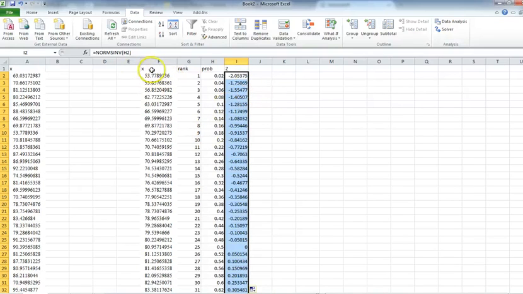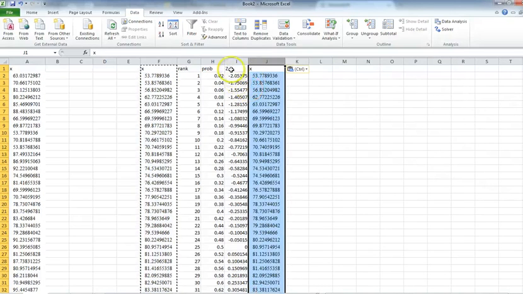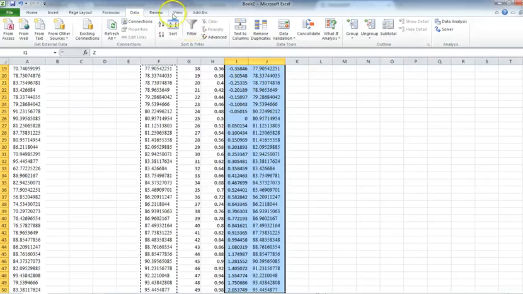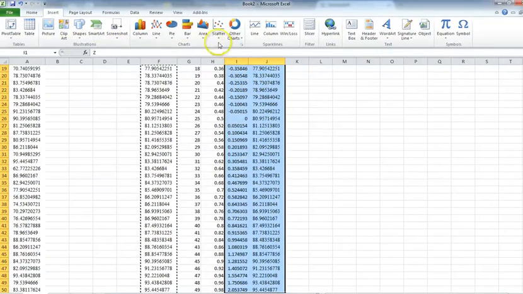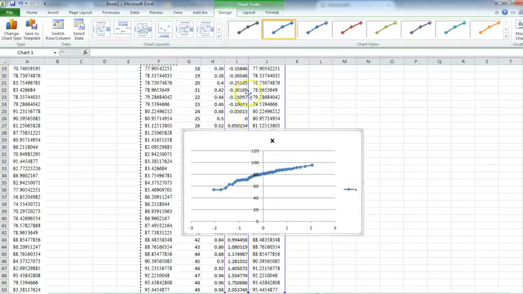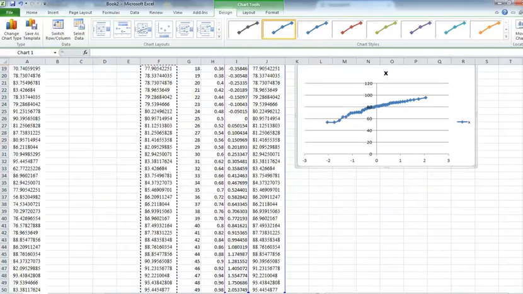Now, to do my plot, I want to put the Z on my x-axis, X on my y-axis. So I'm going to again take my sorted column, Control C, bring it over, Control V. Now I'm going to highlight the two, Control Shift down, highlights the two, and I'm going to say insert. I'm going to insert one of these graphs.